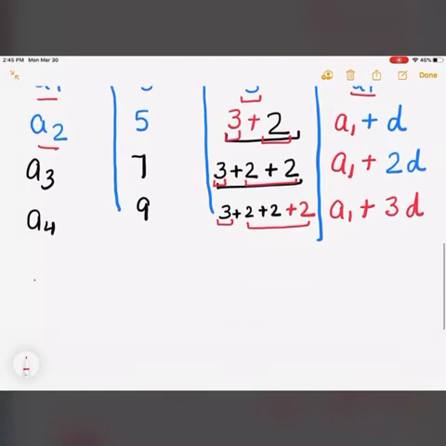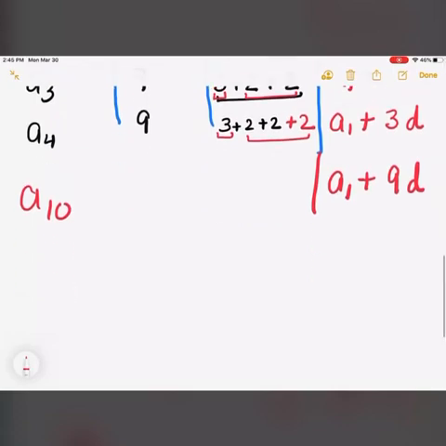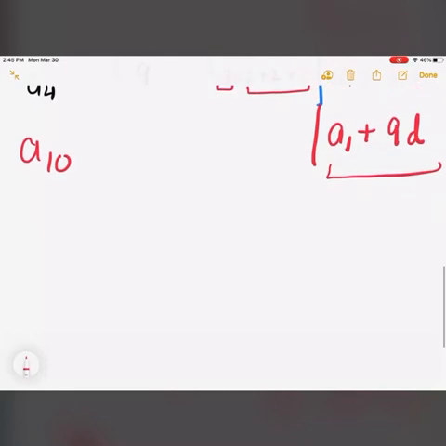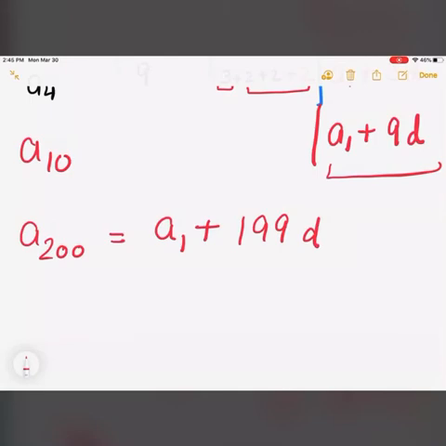So next, if I ask you for the 10th term, you know what's going to happen. A1's definitely going to be there, for sure. But how many differences do you need? I need 9 differences to get my 10th term. I hope you understand the pattern, and that's what the explicit rule is. Again, if I ask you for the 200th term, now you know it's definitely going to be your first term for sure. But how many differences? I need 199 differences to find this term.